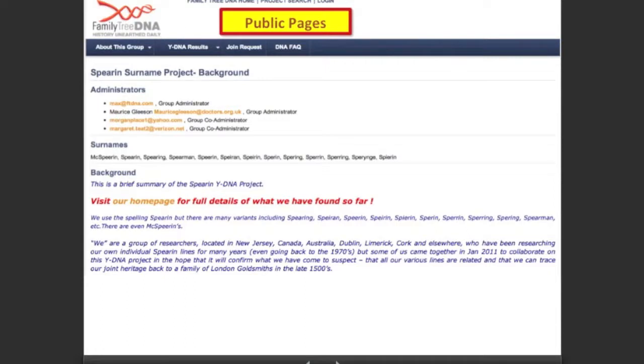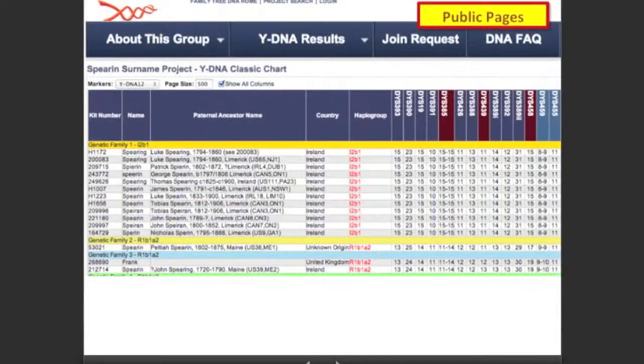And we've seen this before, but what I want to do now is look at the Y-DNA results page. And this is the typical Y-DNA results page. In the rows, you can see genetic family 1, genetic family 2, and we have genetic family 3 here.